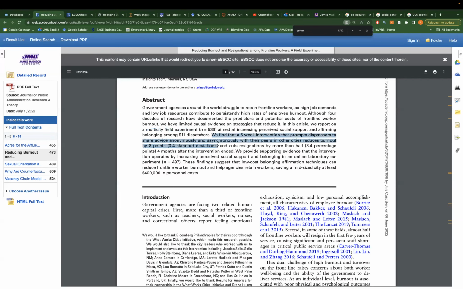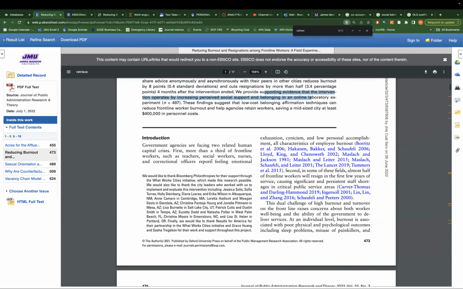That's pretty good. That's a decent change for an intervention. And in fact, it cuts resignations by more than half. Also pretty good. They say that the intervention operates by increasing perceived social support and belonging in an online laboratory experiment. Great. All right. Sounds relevant.